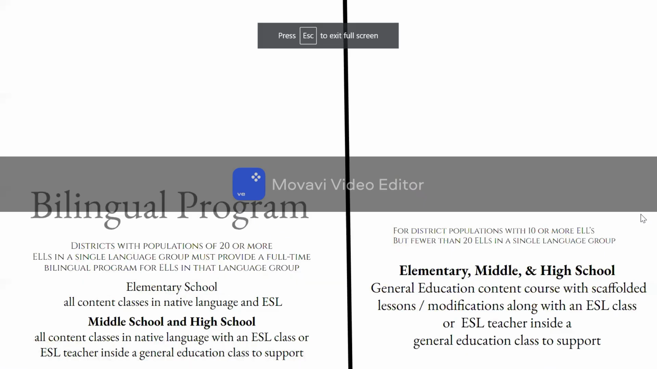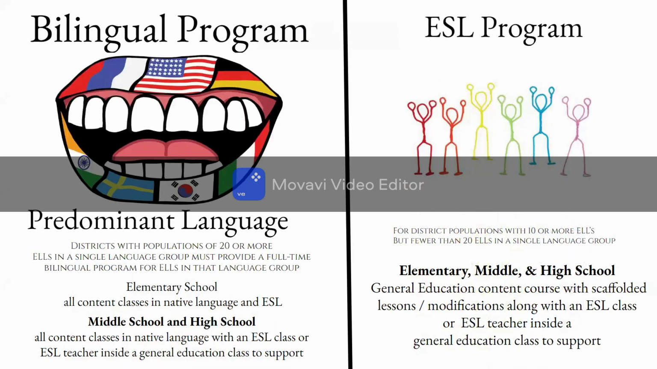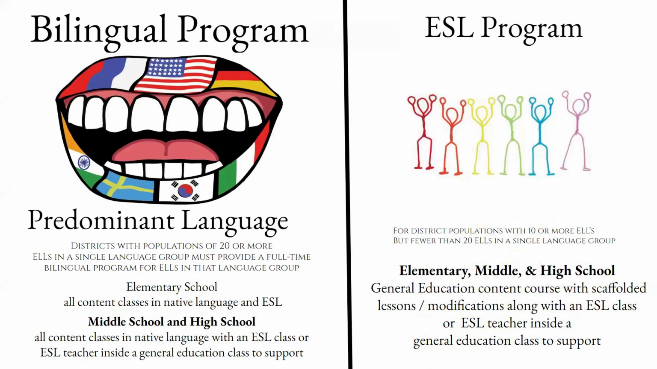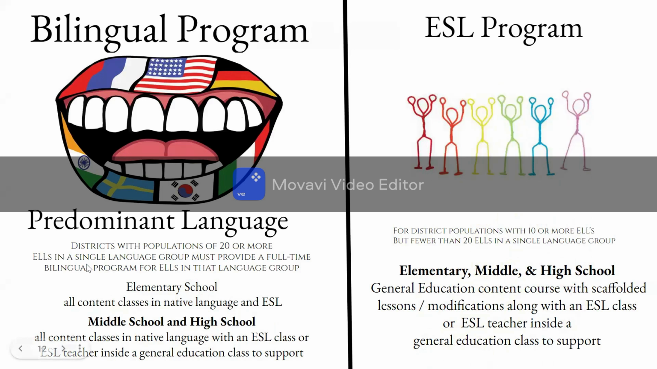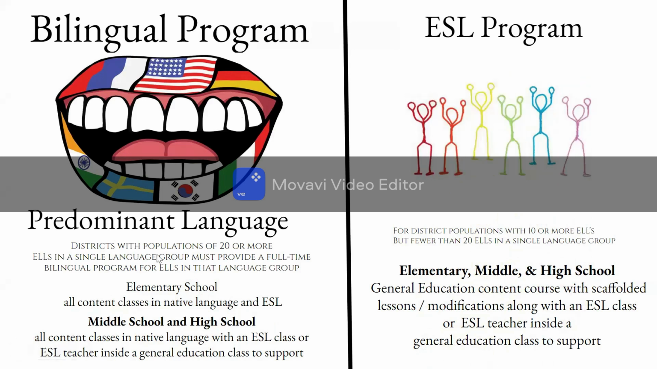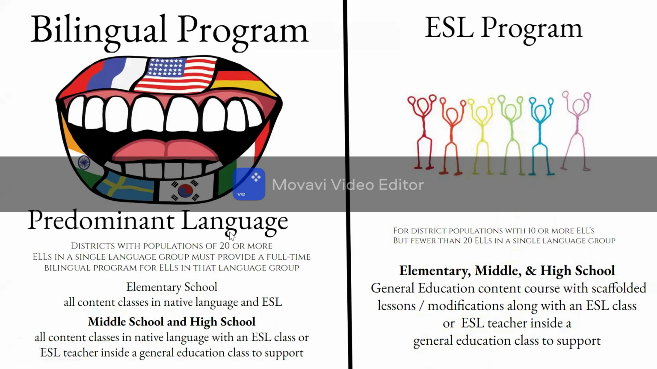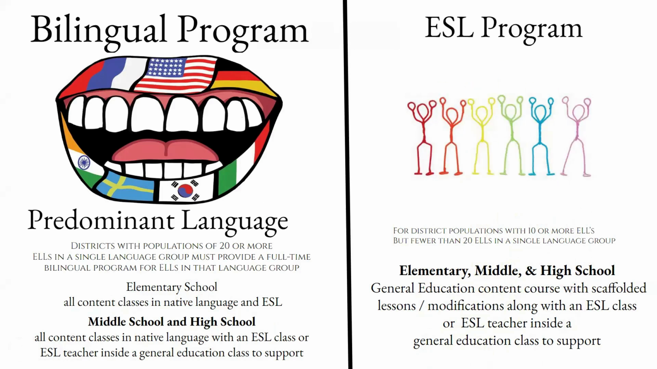The next thing that's important to review and to explain is the difference between a bilingual program and an ESL program. A school can have a bilingual program if they have 20 or more ELLs in a single language. In Hackensack, the predominant language is Spanish, but in Fort Lee, it's Korean. In Linden, it's Creole. So it just depends on the school district.